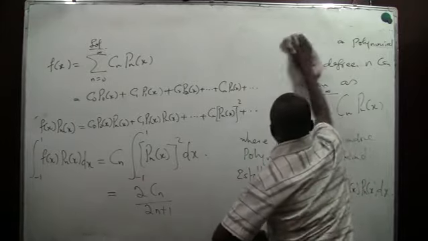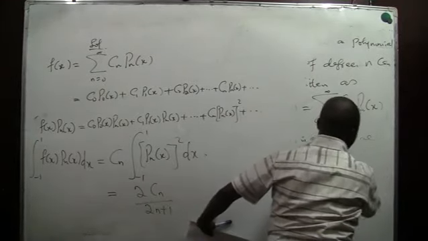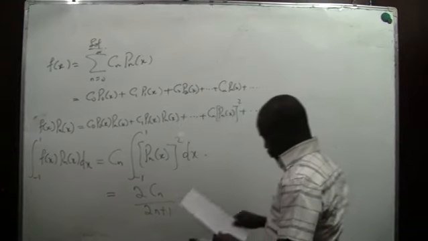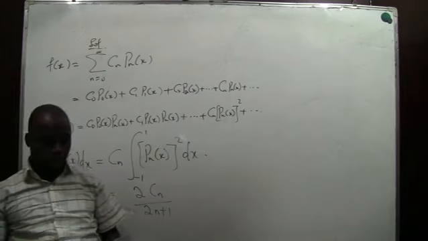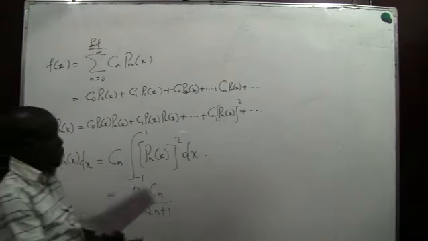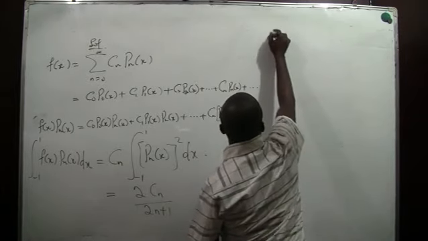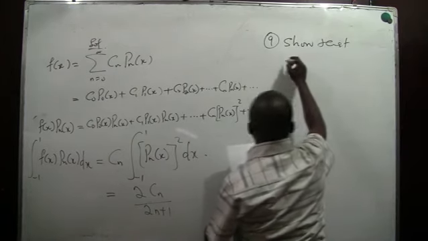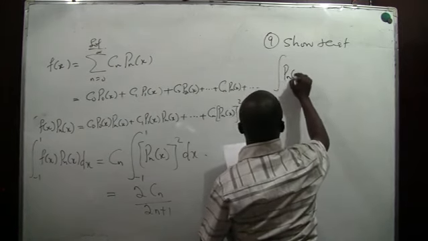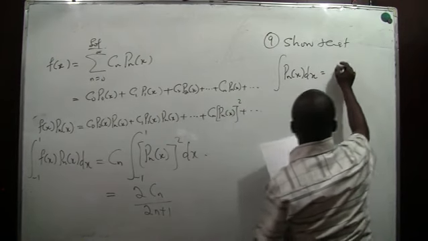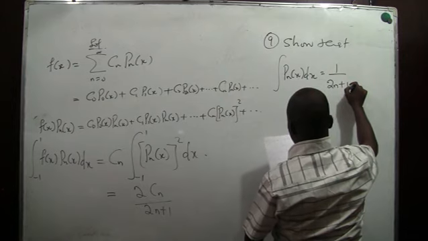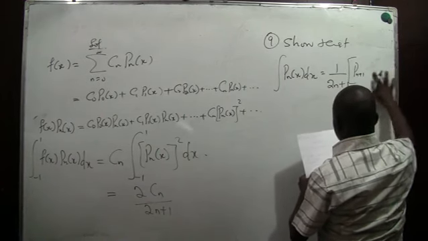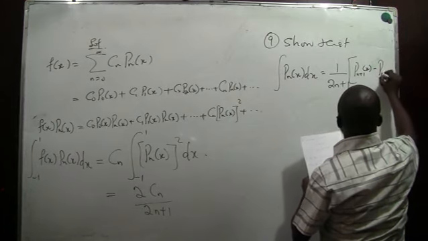So let's take question 9. Show that the indefinite integral of Pn of x dx is the same thing as 1 divided by 2n plus 1 times Pn plus 1 of x minus Pn minus 1 of x.